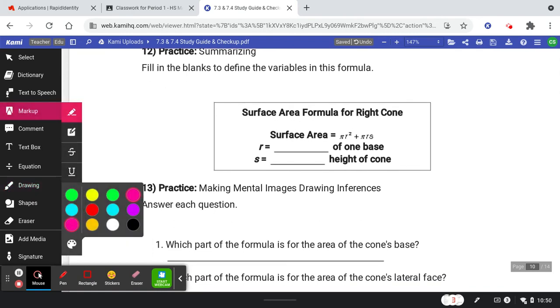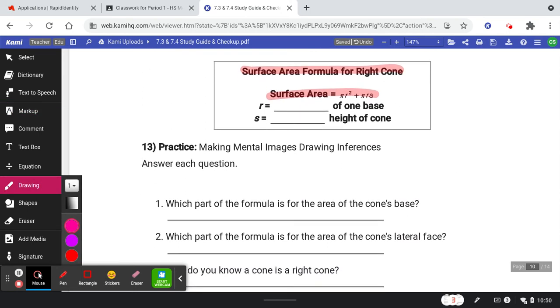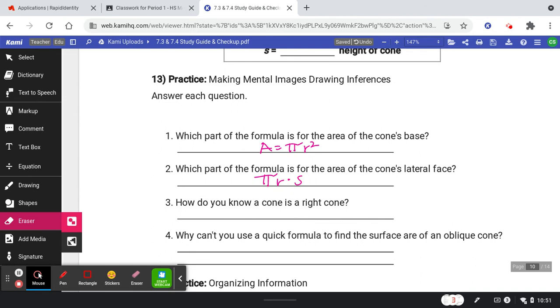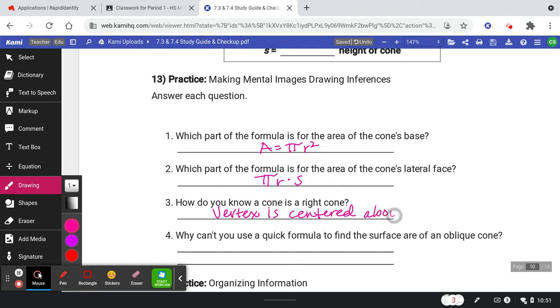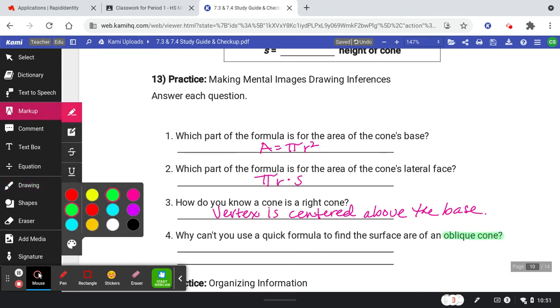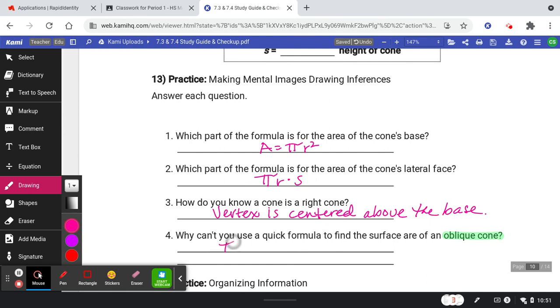Last but not least, we're going to do the right cone. Here's the formula for a right cone. Which part of the formula is for the area of the cone's base? We know that the area of a circle is pi r squared. Which part of the formula is for the cone's lateral face? It's this pi times radius times the slant height, this back part right here. How do you know the cone is a right cone? When the vertex is centered above the base, right when it's in the middle. And why can't we use a quick formula for oblique when it's not a right cone? Because the shape is irregular.